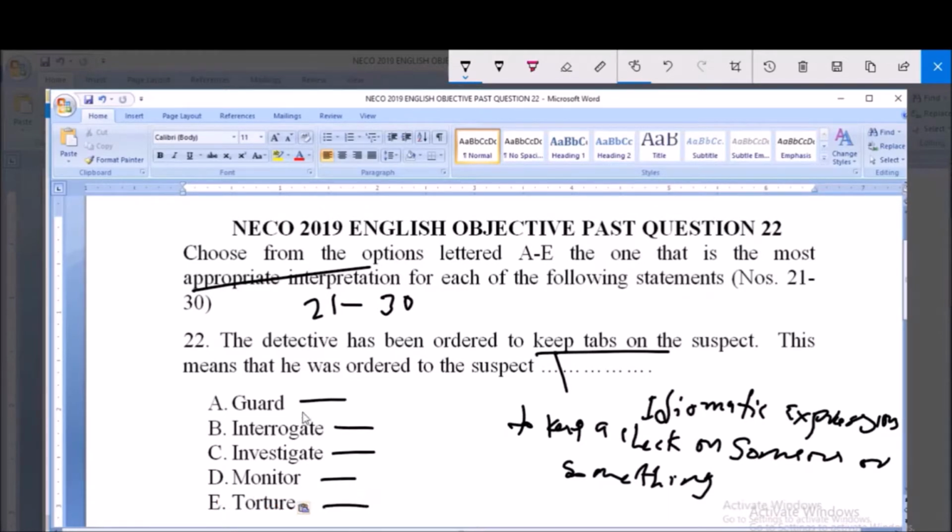So if you look critically, you find out that option D, which says monitor, and option A, which says guide, are synonymous in nature, but we cannot use option D in this expression because of the nature of the sentence, because the sentence says the detective has been ordered to guide the suspect, that is to keep tabs on the suspect, to focus on the suspect. So that's why we're using option A. So option A is correct.